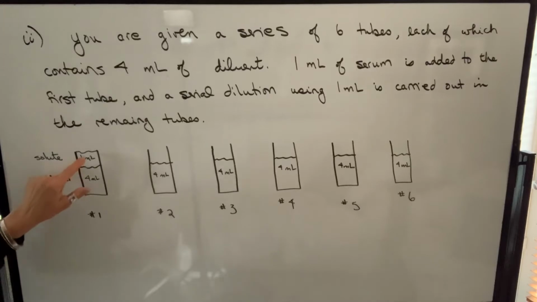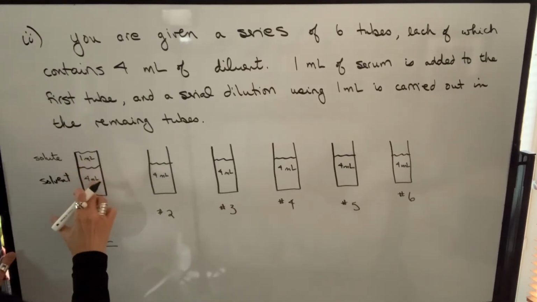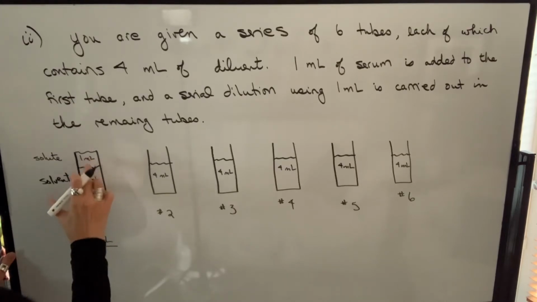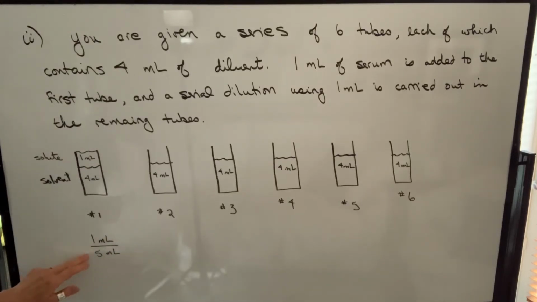So we could express this concentration as a dilution as the amount of solute, which is 1 milliliter, over the volume of solution, which is the solute plus the solvent, so 1 plus 4 is 5 milliliters. When you're expressing a dilution, you want to make sure that your units of volume are the same, but then we can disregard those units. So the dilution, or the concentration of our first tube, is 1 to 5 serum out of the total solution.